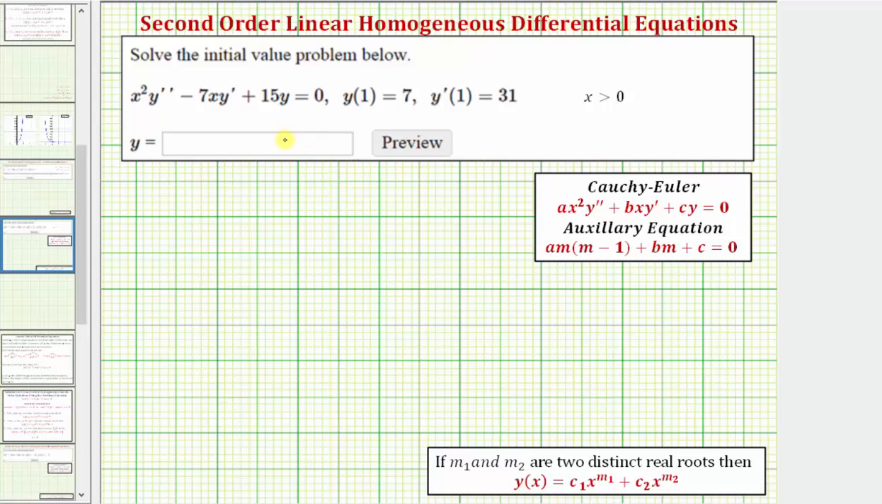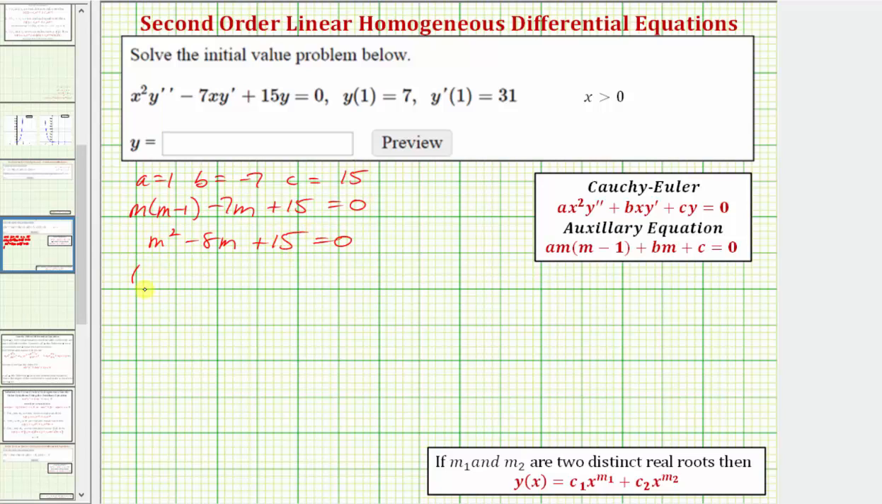So the first step is to set up the auxiliary equation. Notice how a is equal to 1, b is equal to -7, and c is equal to +15. So for the auxiliary equation, because a is equal to 1, we'd have m times the quantity m minus 1, plus, for b times m, we'd have -7 times m. Let's write this as -7m, plus c, which would be +15, equals 0. Let's go ahead and clear the parentheses and combine like terms. So we'd have m squared minus 1m minus 7m, that's minus 8m, plus 15 equals 0.